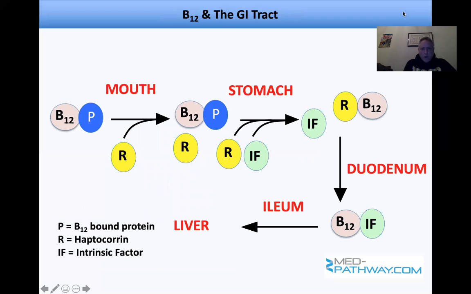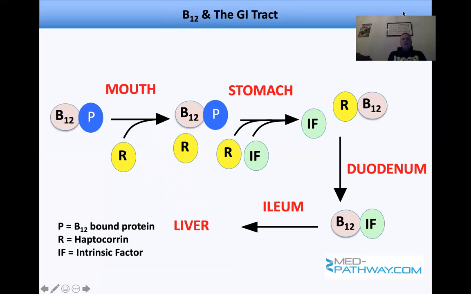So B12 is intimately linked to the GI tract. So we consume B12 in food. We eat animal products. Now, I mentioned that animals don't synthesize B12. It's only synthesized by bacteria and some archaea. It's present in some plants because the microbes have an interaction with the plants, but the plants don't synthesize it de novo. So the B12 is stuck to protein.